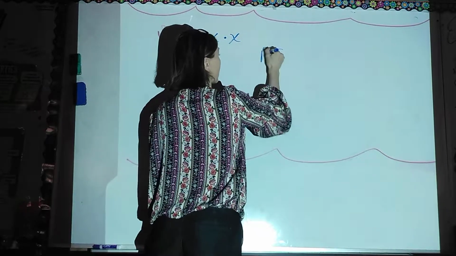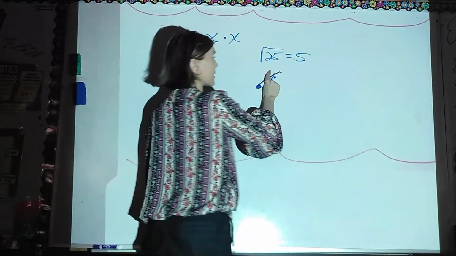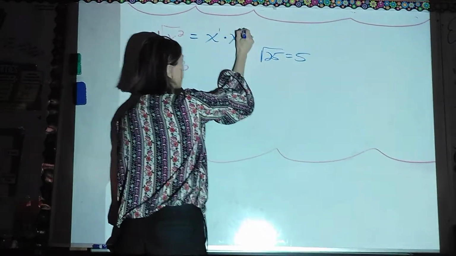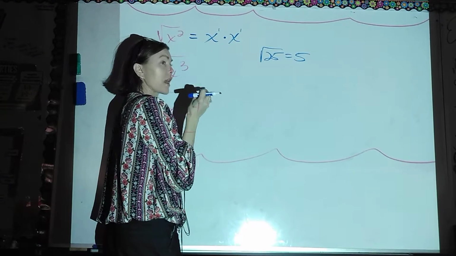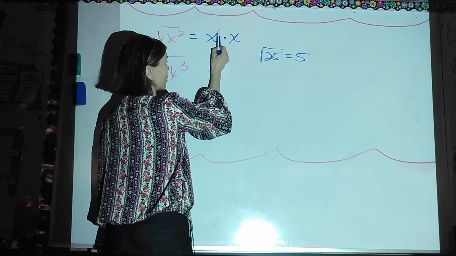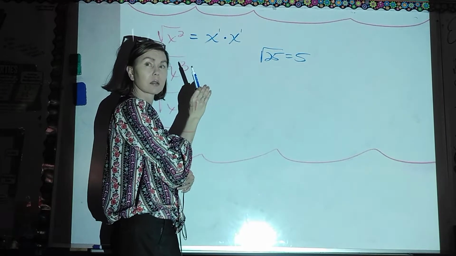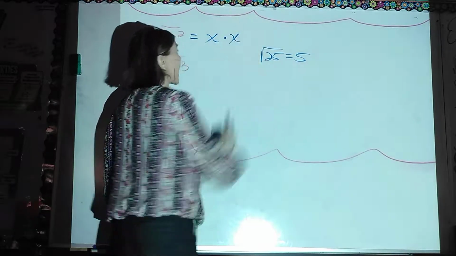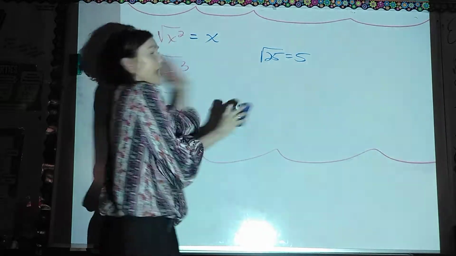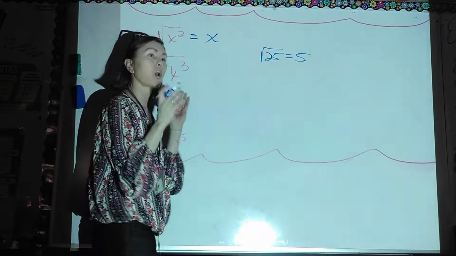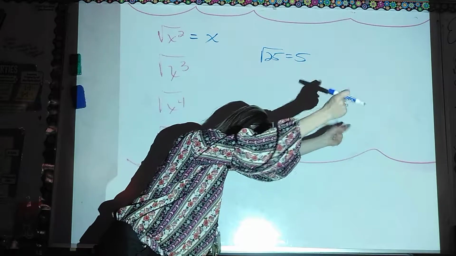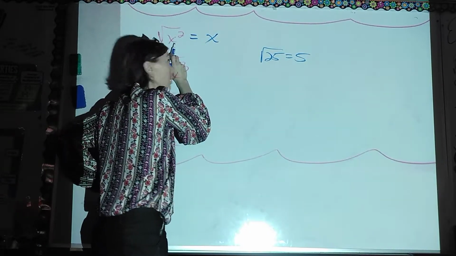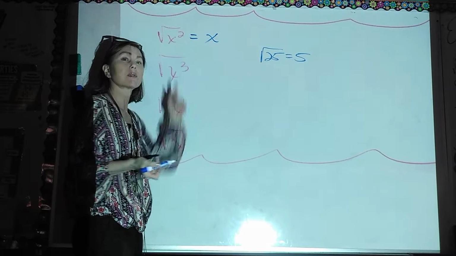Just like we did radical 25, right? The answer is 5. That's it. Whole number, right? Even though it's not there, you know there's a 1 there. And when we multiply variables with the same base, we add the exponents. So 1 plus 1 is 2. Do you all see that? Okay? So this is not your answer. Your answer is not x times x. Your answer is x, because you're asking yourself the question, what times what gives me what's inside the radical? X times x gives me x squared.